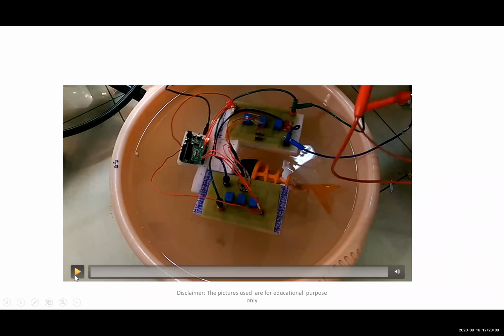In fact, this is the actual fish which we have fabricated in our lab. Here I have an SMA spring as my bone, and this is a completely 3D printed structure.